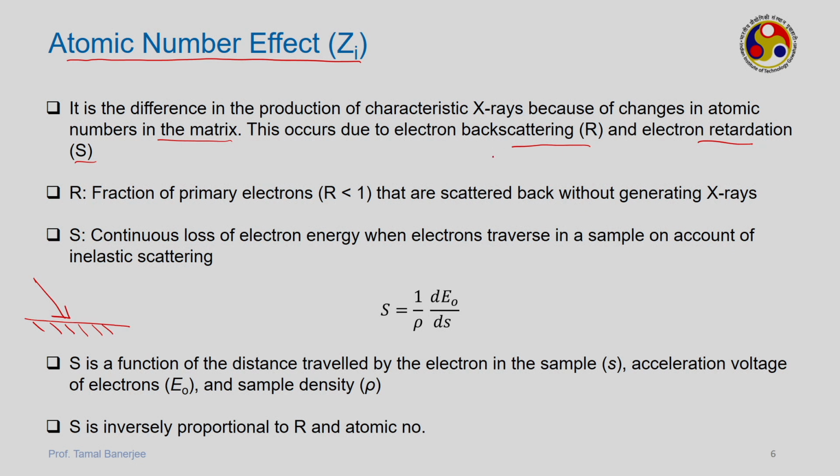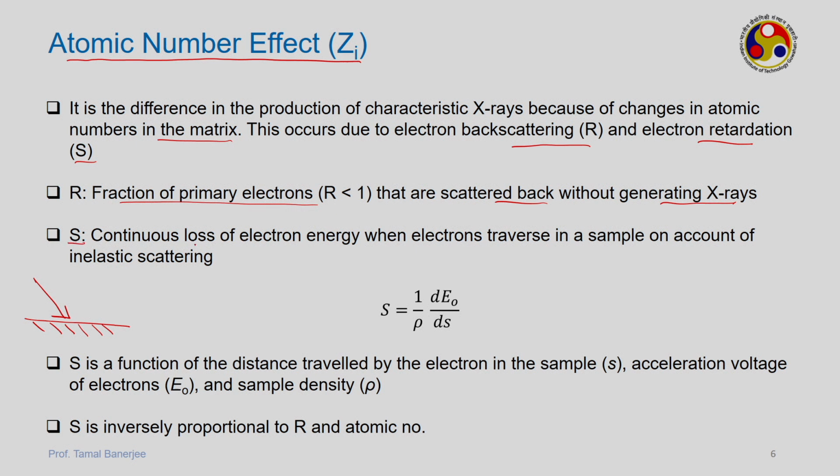If I can quantify them in two factors, one is backscattering, the amount of electrons which are backscattered, and the other is electron retardation. So, let us first see one by one. What is backscattering? Backscattering is the fraction of primary electrons that are scattered back without generating X-rays. So, you are sending some electrons onto the sample, they are simply scattered back by elastic collisions, so they do not generate any X-rays. Whatever electron you send with a particular energy, the same electron you receive, so nothing is being sent back. Obviously, they are scattered back, and where do they scatter back from? Mainly from higher atomic nuclei.